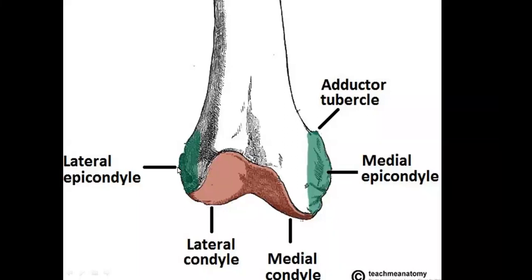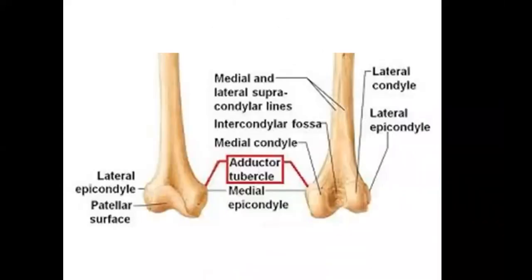Here, over the lateral and the medial aspects of the lateral and the medial condyles, are two prominences which are known as the lateral and the medial epicondyles. As the name indicates, above the condyles, so epicondyles. The lateral and the medial epicondyles are located on the sides of the medial and lateral condyles. Got it?